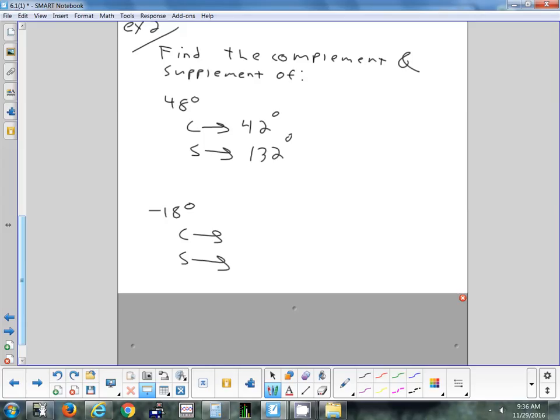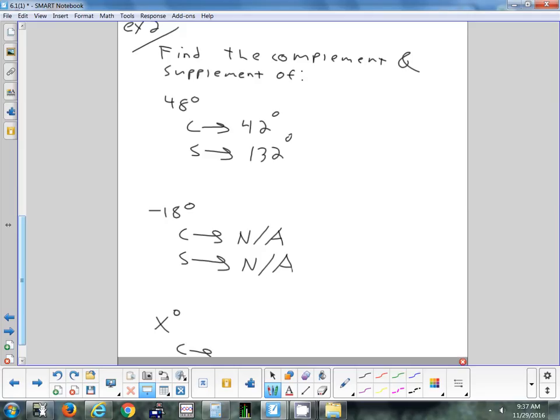All right, how about negative 18? What's the complement? This one does not have a complement. How about supplement? Same thing. Remember, negative angles do not have complements or supplements.